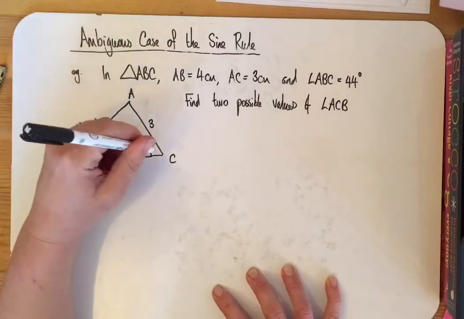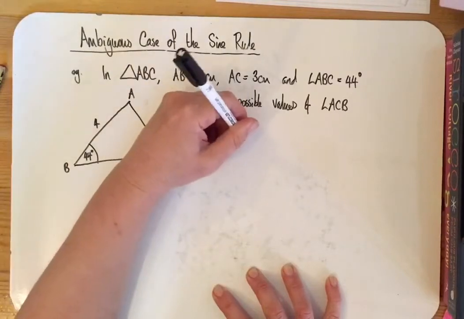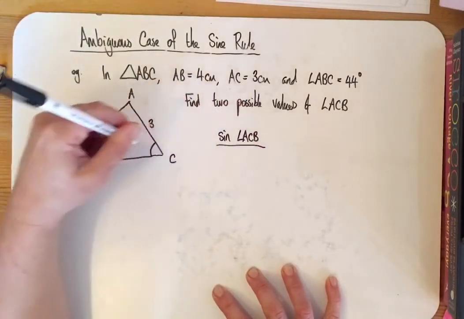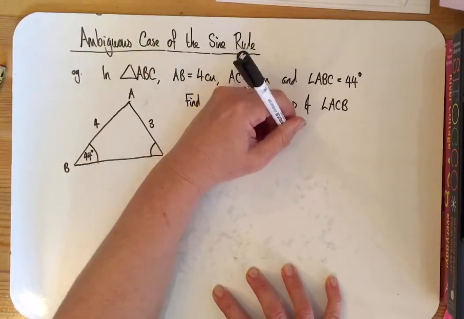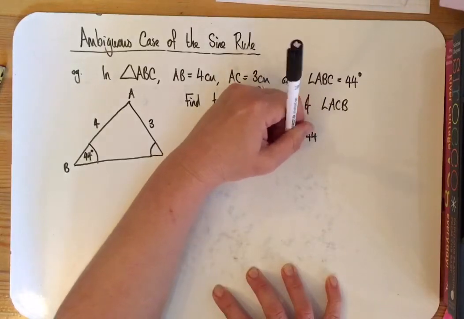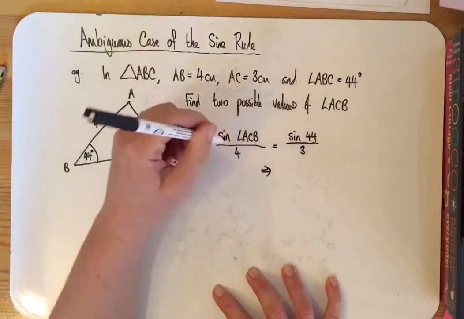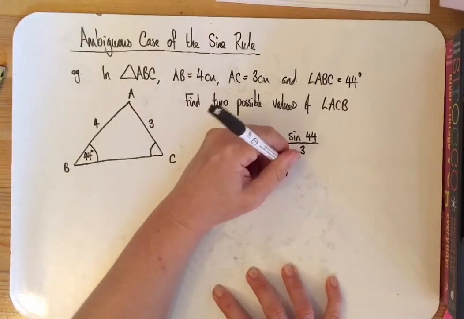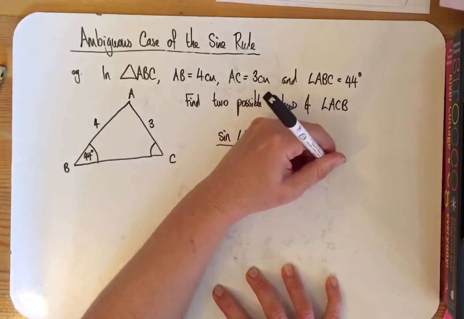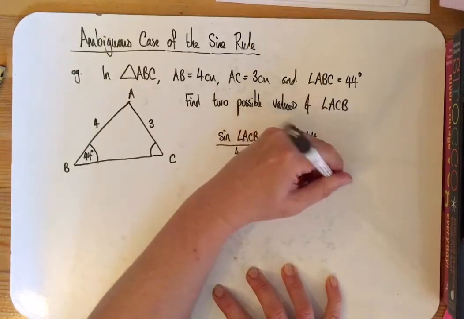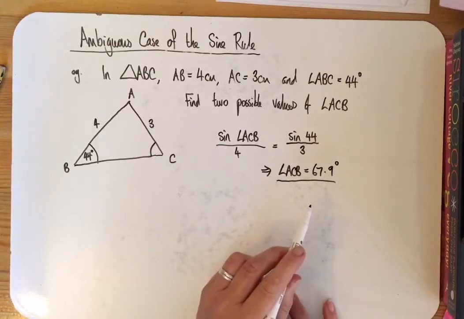And using what we've just done, you do sine of angle ACB over opposite side is equal to sine 44 divided by 3. That then you can put into a calculator, so you can times by 4, shift sine, and that gives you angle ACB is equal to 67.9 degrees. This doesn't happen on all triangles, but that angle ACB could be different to 67.9.